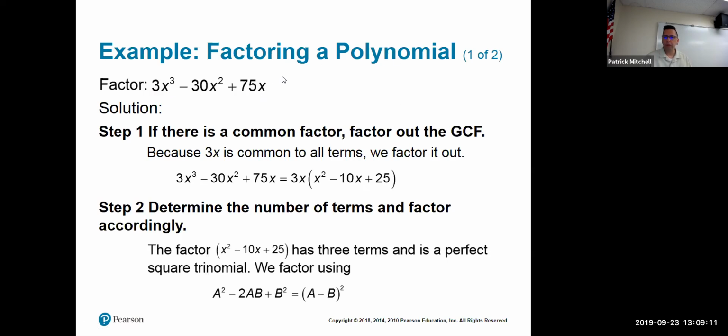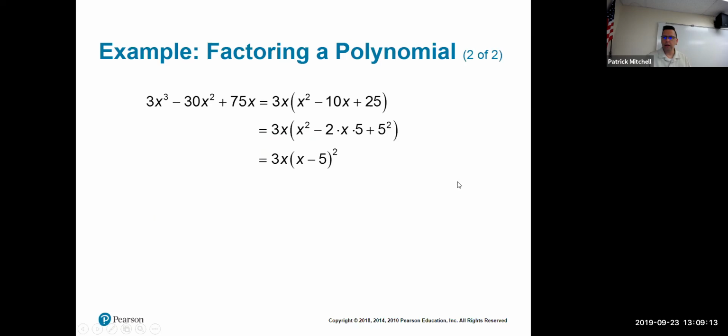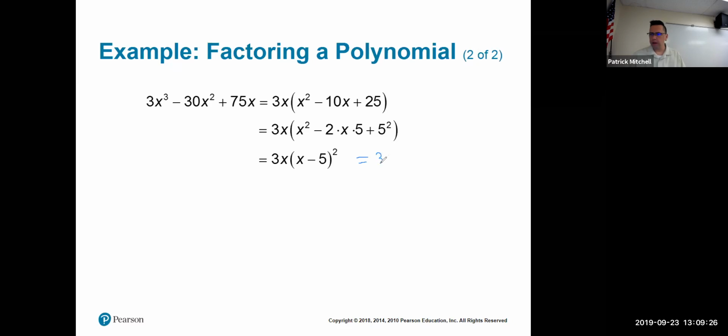Okay. So when you do that, you get this thing, all right? So they wrote it as x minus 5 squared. Just be aware that that is exactly the same thing as x minus 5 times x minus 5. So we'll write that in there. And I think that will do it for what we need from section P5.